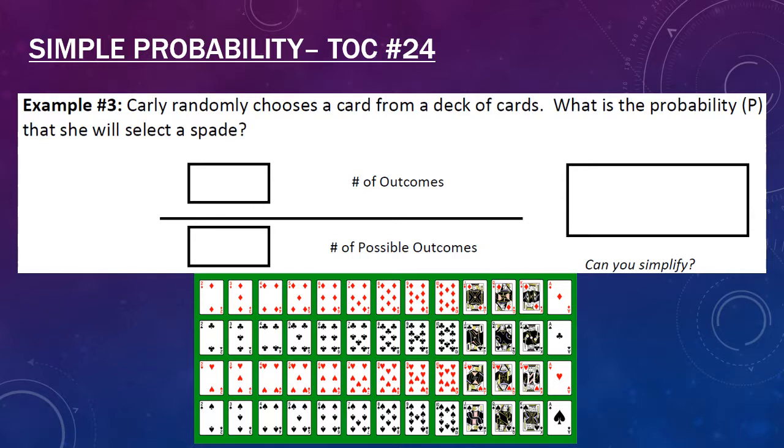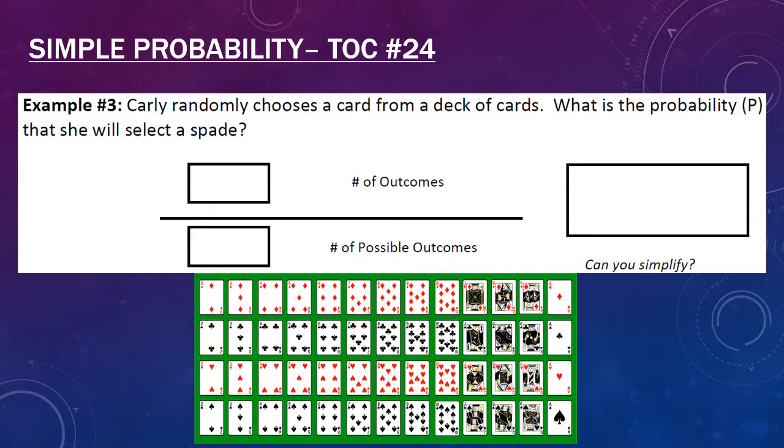And we're on to our final example. For this example, we're talking about a deck of cards. Carly randomly chooses one card from a deck of cards, and they want to know what is the probability that she will select a spade. Hopefully you've touched a deck of cards or looked at a deck of cards. If not, I put a picture of it down below just to help you out.